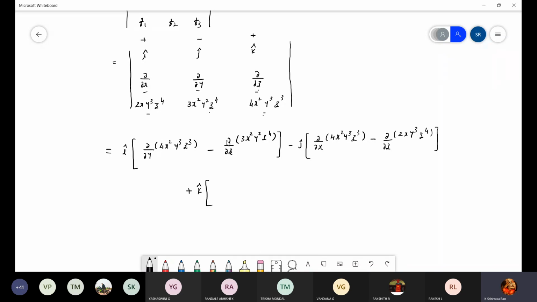so these 4 terms now, dou by dou x of 3x square y square z power 4 minus dou by dou y of 2xy cube z power 4. Yes.